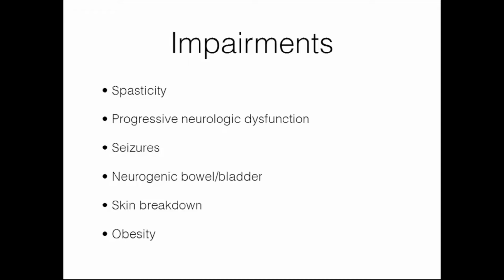And there are even more impairments. Oftentimes spasticity is part of spina bifida. Muscle tone in children with spina bifida ranges from flaccid to normal to spastic. So oftentimes you may see flaccidity as well.